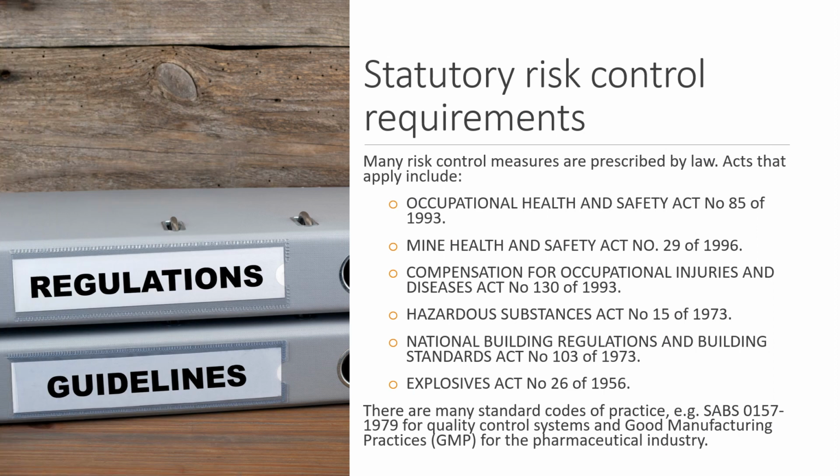In addition to the above risk control areas, there are also statutory risk control requirements. Many risk control measures are prescribed by law. Acts that apply to most companies would include the Occupational Health and Safety Act, or OSH Act. Then also there is the Mine Health and Safety Act, the COIDA, or Compensation for Occupational Injuries and Disease Act, Hazardous Substances Act, National Building Regulations, Explosives Act. There are also many other standards as prescribed by SABS or SANS codes.